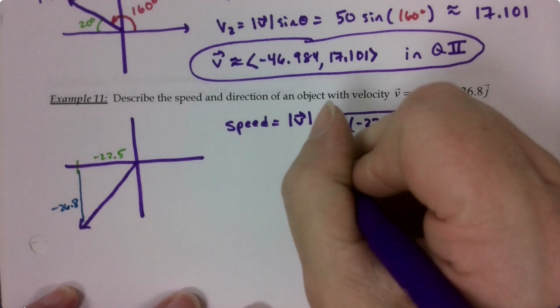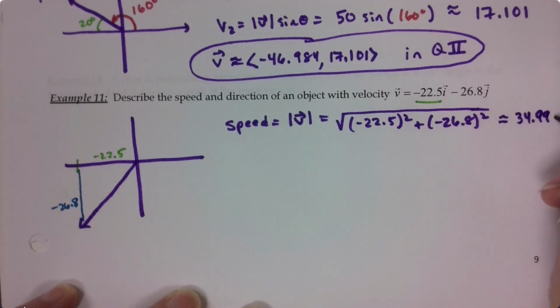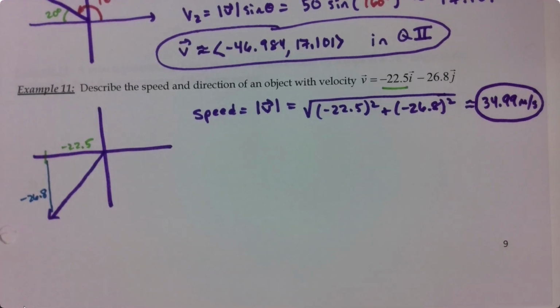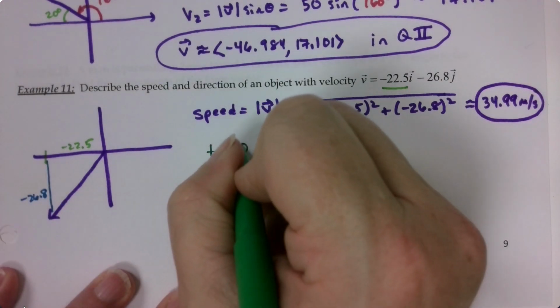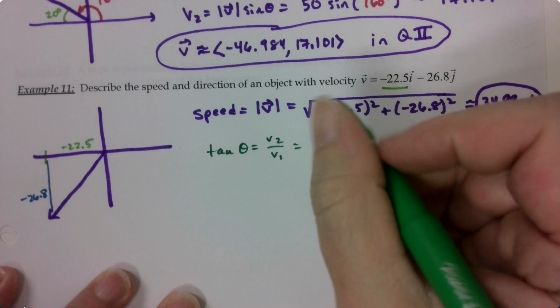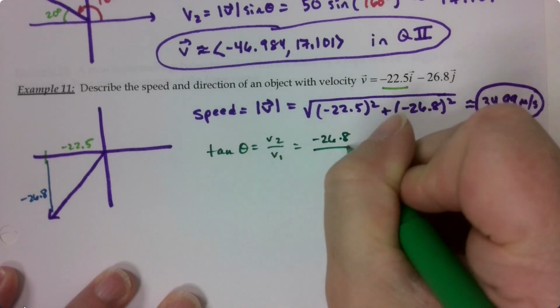Okay, so this would be 34.99 meters per second, or miles per hour. I'm just assuming meters per second. That's pretty standard. Okay, now to get the direction, we're going to need the angle. So we're going to need theta. That's going to be a little trickier. So remember that the tangent of theta is v2 over v1, which in our case would be negative 26.8 divided by negative 22.5.